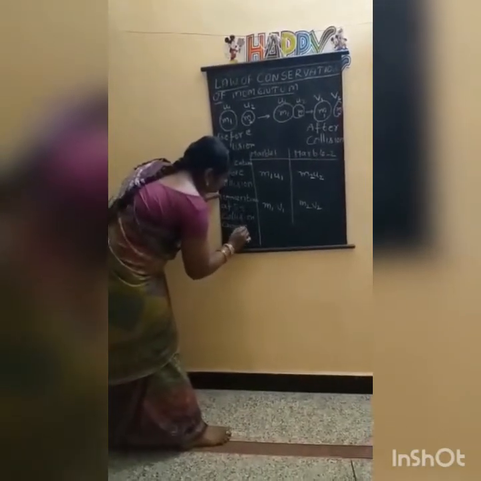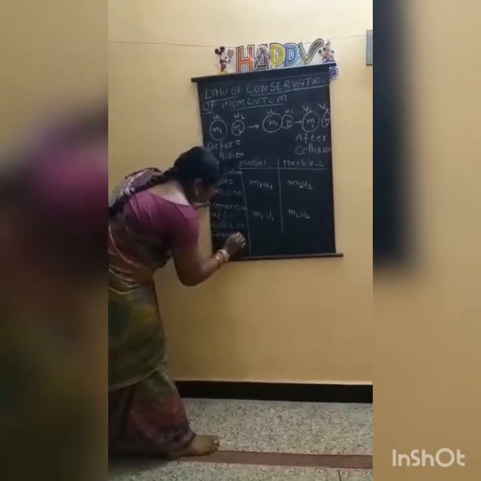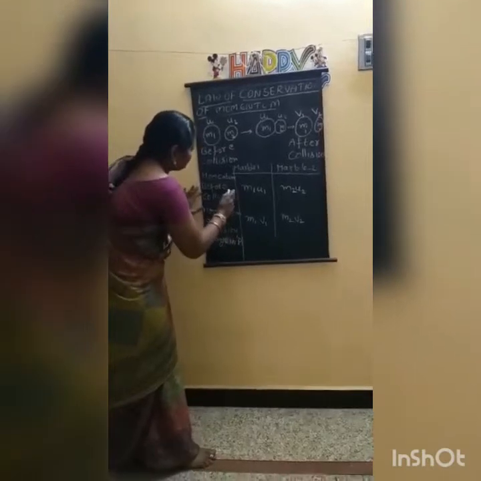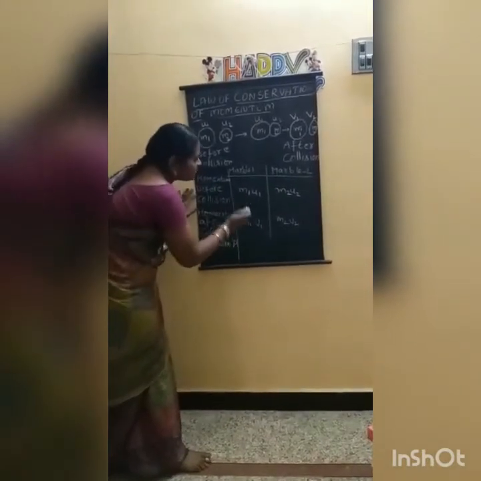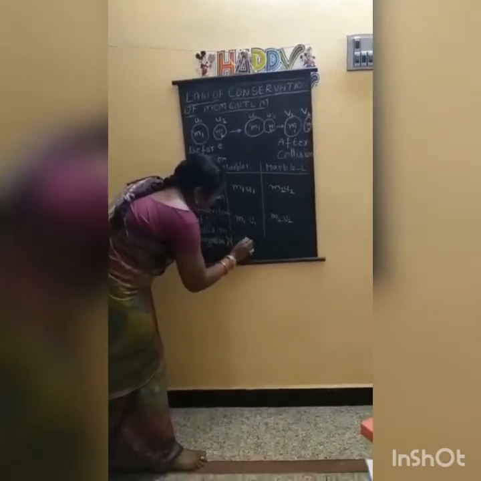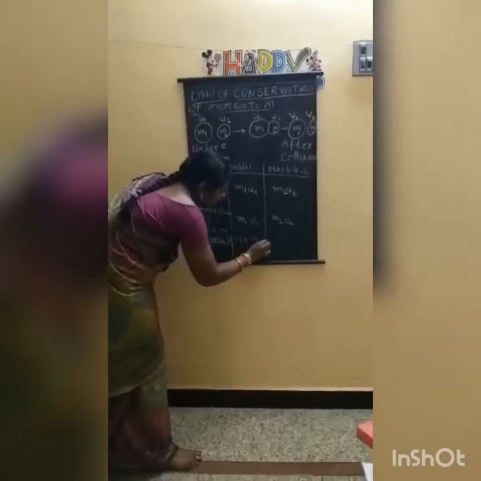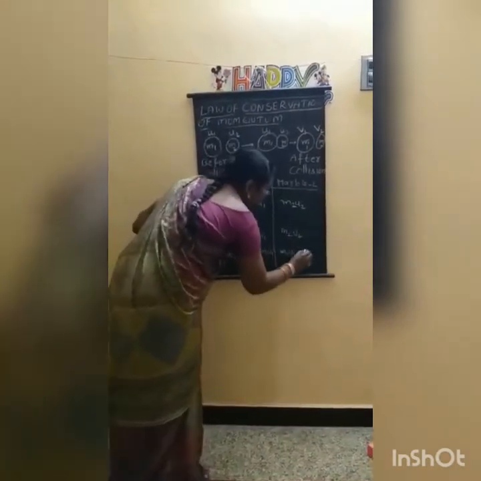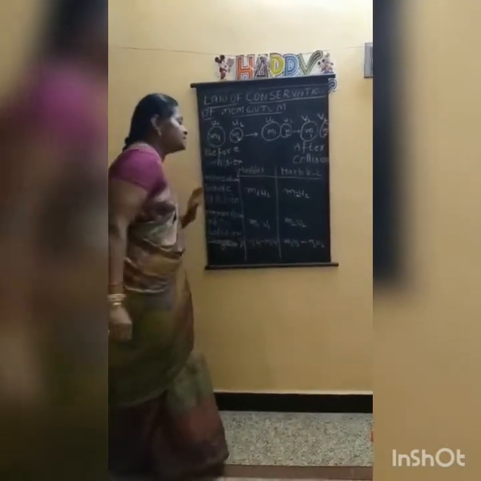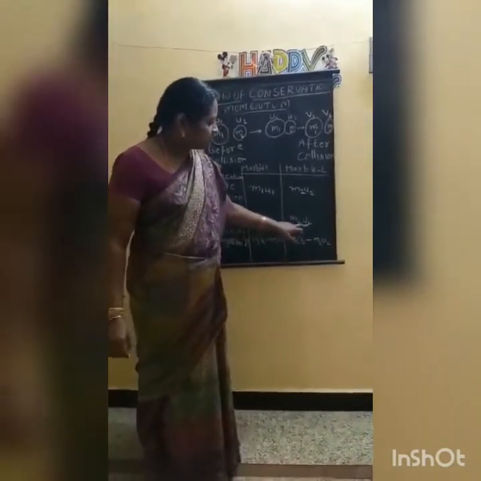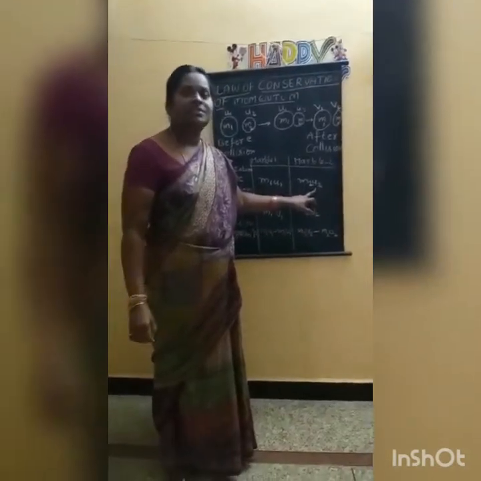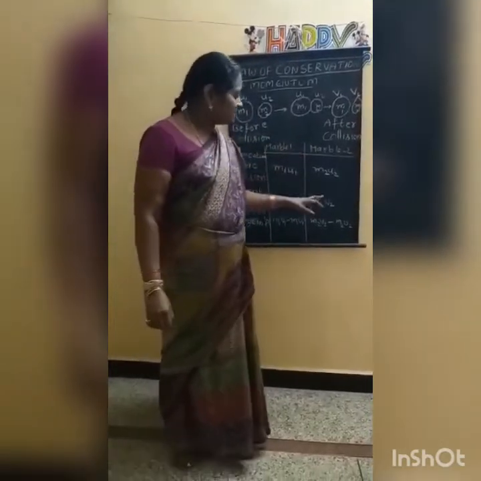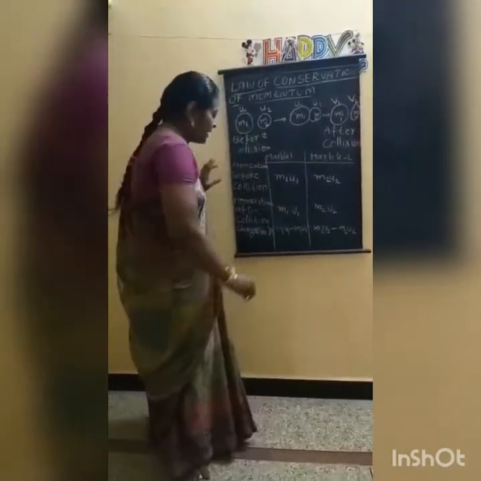Change in momentum. Momentum means mass times velocity. That is before collision, after collision. What is the change? m1 v1 minus m1 u1. m2 v2 minus m2 u2. That is the change in velocity. After collision, it is the final velocity. It is the initial velocity. So change in velocity means final velocity minus initial velocity. That is final momentum minus initial momentum.